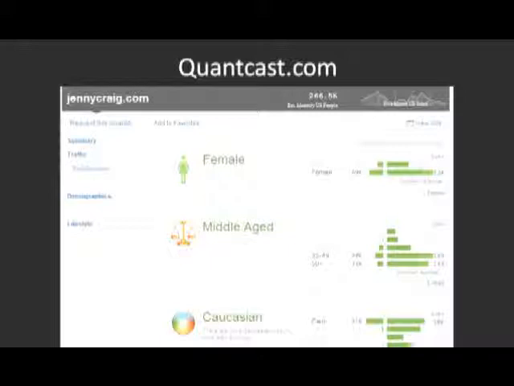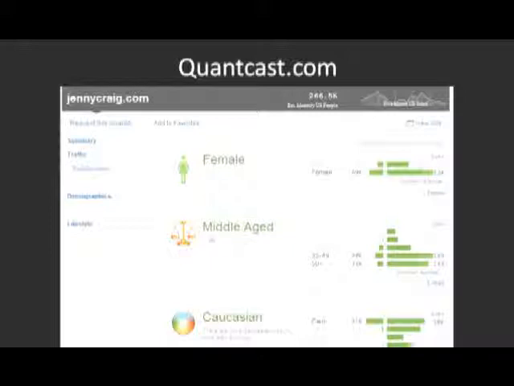So for this example, I've got JennyCraig.com, which is a big weight loss site. You can see that it's estimated to be getting 266,000 visitors a month, so it's a pretty big site. And obviously the bigger the site, the bigger the sample is going to be, and the more accurate the data. So what does this tell us? Well, it tells us that almost 70% of the visitors to a weight loss site are female, so we know we're mainly going to be targeting a female audience, and we definitely want to bear that in mind.